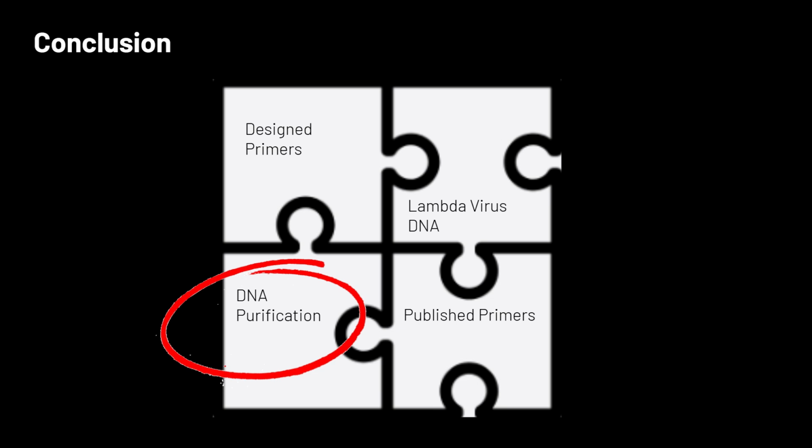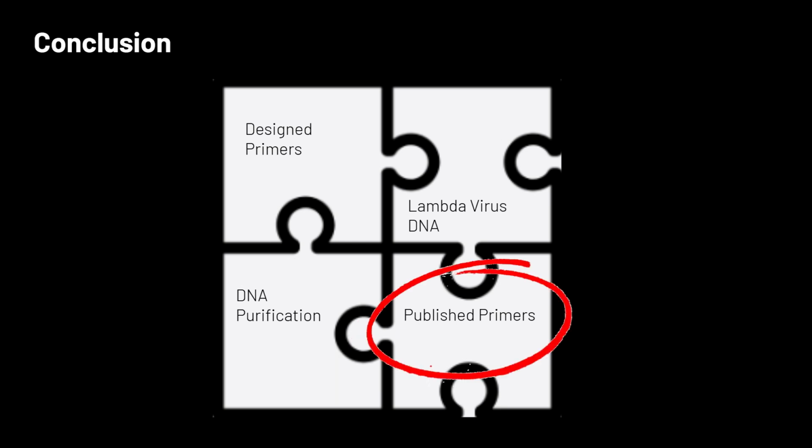And then lastly, the design primers allowed us to create a new method of tests for the delta F508 mutation. And all in all, these primers, these processes and tests allowed us to create a new successful PCR and gel electrophoresis assay.